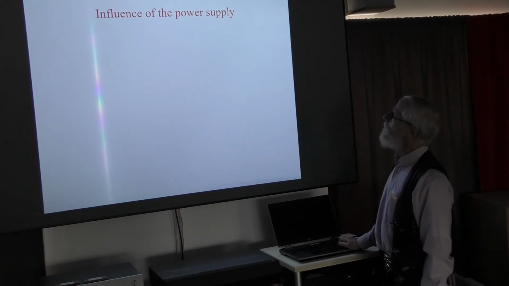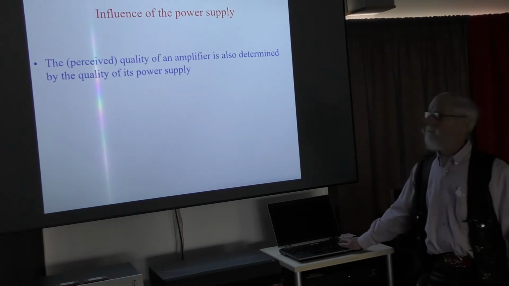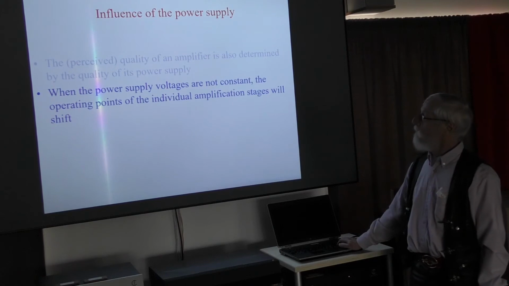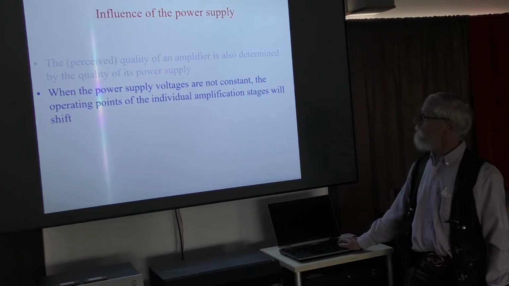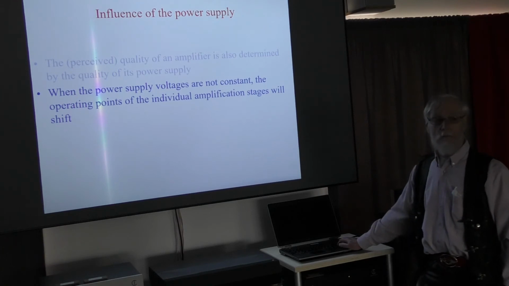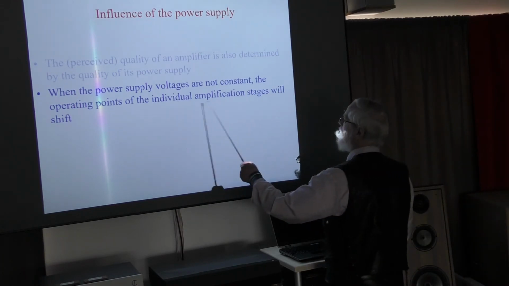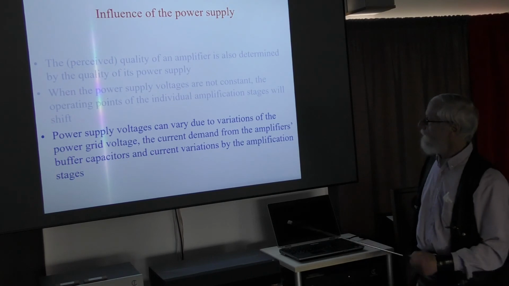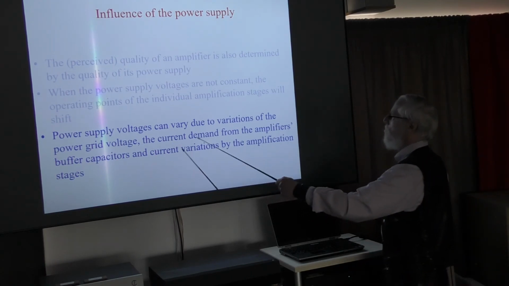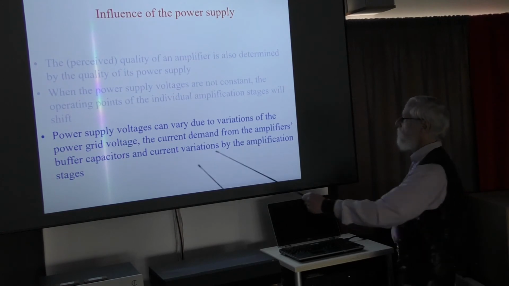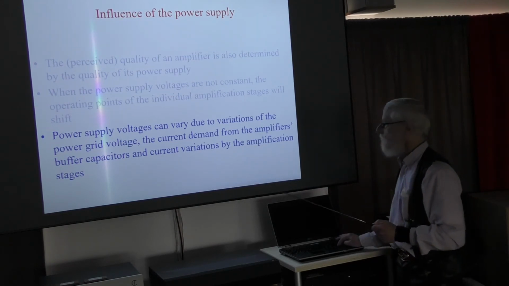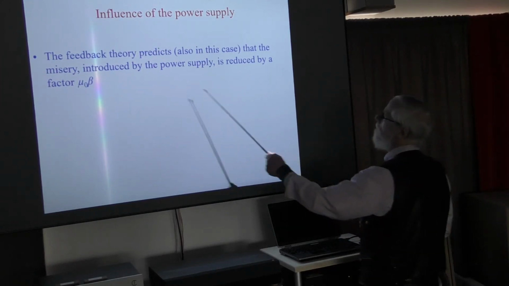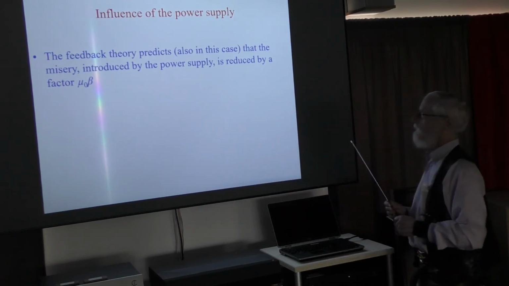Then there is the influence of the power supply. The perceived quality of an amplifier is also determined by the quality of its power supply. When the power supply voltages are not constant, the operating point of the individual amplification stages will shift. And we've seen that the shift of the operating point of the individual amplification stages generates artifacts which are highly undesirable. So how can it vary? Well, due to variations of the power grid voltage, the current demand from the amplifier's buffer capacitors, current variations by the amplification stages, and that sort of stuff. Feedback theory predicts that also in this case, the misery introduced is reduced by a factor of mu0 beta.